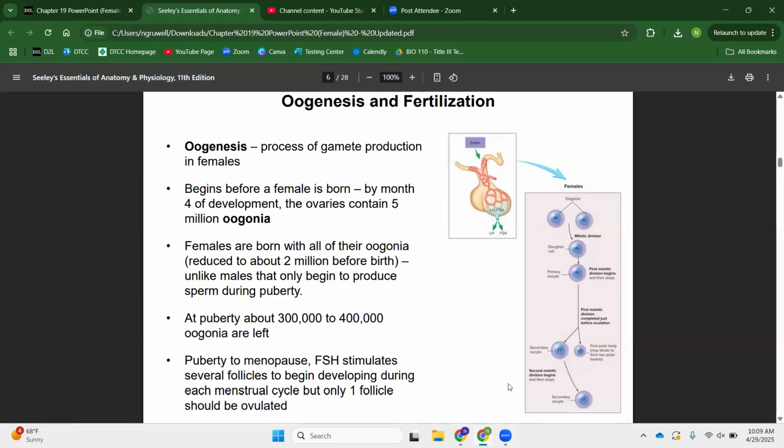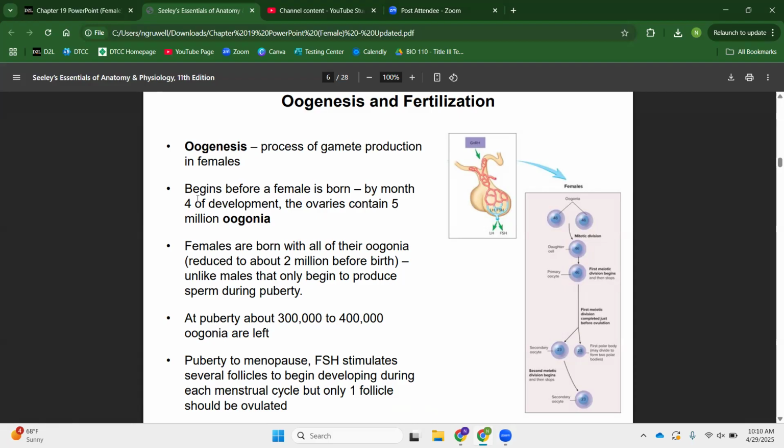So for spermatogenesis, we end up with multiple sperm cells that are viable. Oogenesis is a little different. So we're really going to end up with one really good, ready to go oocyte after this process. Another difference between male and female is that this process is going to begin before a female is even born.